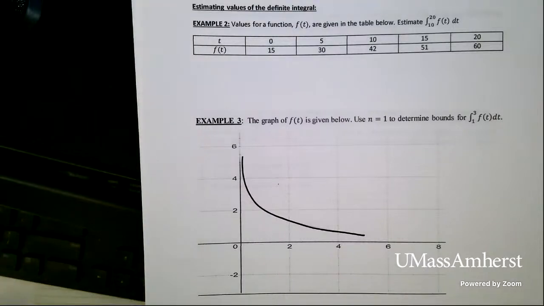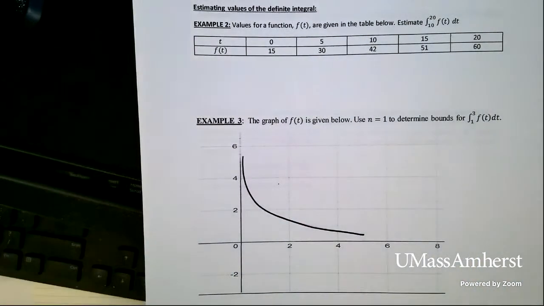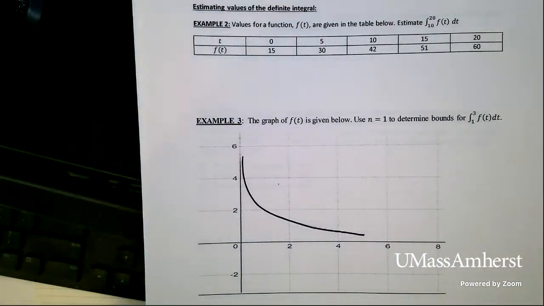For example 3, we're given a graph and we're told to use n equals 1, so one rectangle, to determine bounds for the area under the curve from 1 to 3 of f of t dt. What that means, bounds, is an overestimate and an underestimate to figure out where the exact area under the curve is bounded. Okay, so I'm going to give you 3 minutes. I want you to think about these 2 problems and try to think back to what we were doing last time and how we can apply that here. Okay, so we'll go over it together in about 3 minutes.